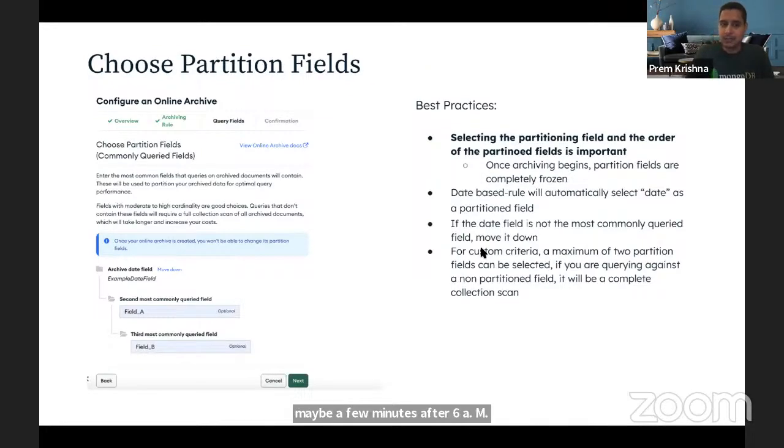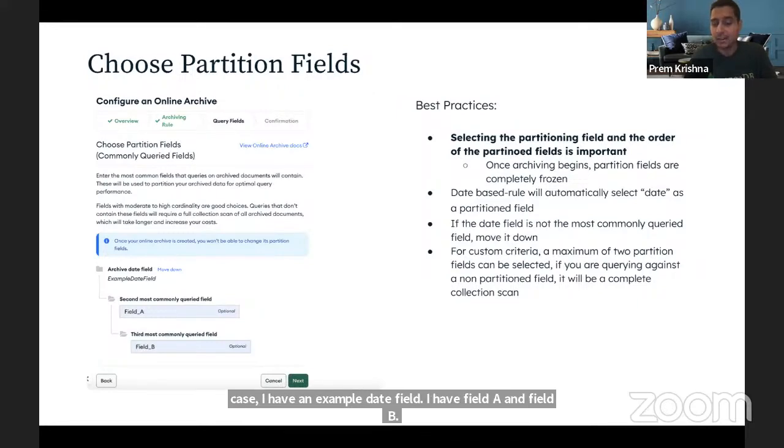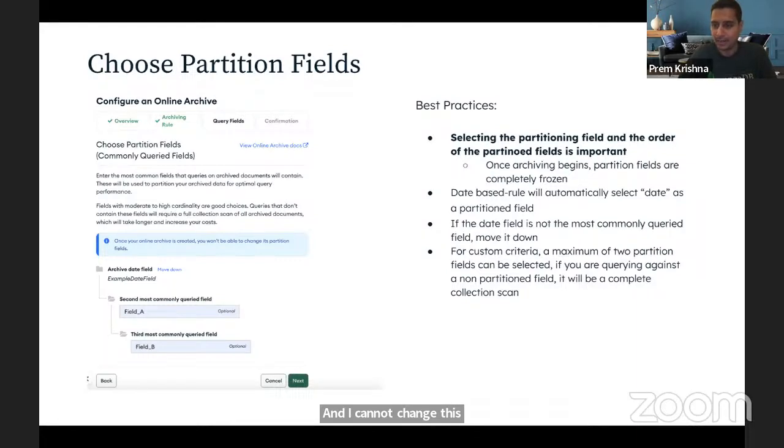The next part of the step is to select the partition fields. It is important that the partition fields are configured correctly. Partition fields are the commonly queried fields from online archive. Once you create your online archive, it is important to note that the partition fields cannot be changed. The partition fields are completely frozen. So in this case, I have an example date field, field A and field B, and I cannot change this once I create the online archive.